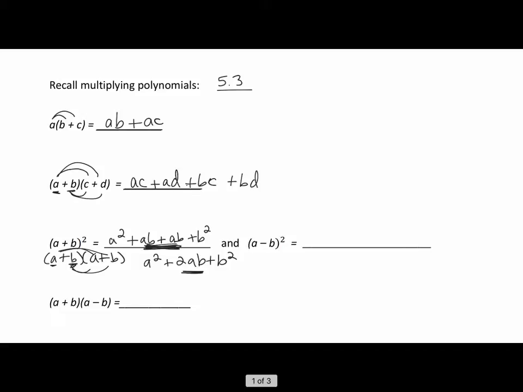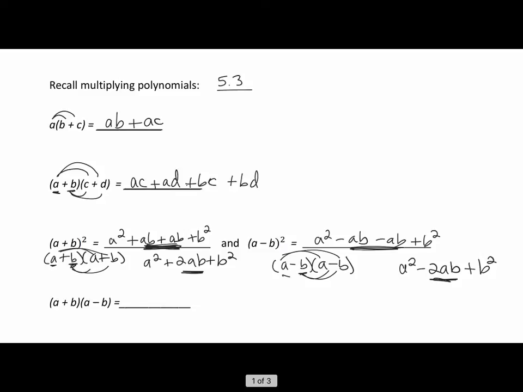And if you're subtracting instead of adding, so a minus b times a minus b, it's going to be very similar. So let's go ahead and distribute. That's a squared minus ab plus b squared. The only thing that's different there is that the middle term is going to have two negative terms instead of positive, so minus 2ab in the middle.